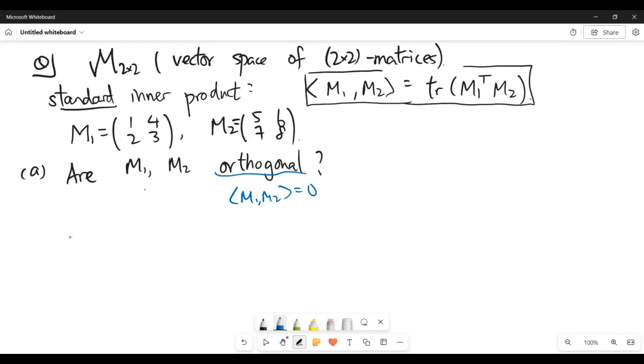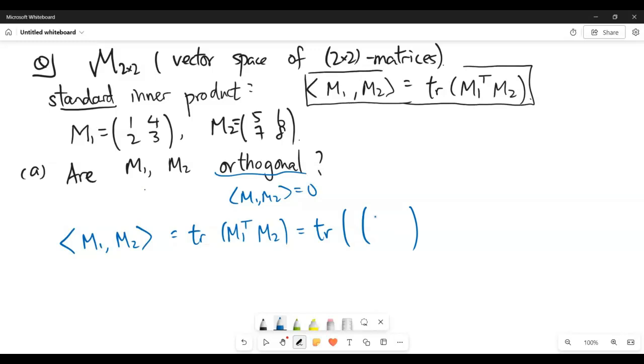Basically it's a computational exercise where you need to check the inner product of M1 with M2. If the value is 0, then they are orthogonal. If the value is non-zero, then they are not orthogonal. So we have to do this computation, which means you are doing the trace of the matrix product. The first one is the transpose of M1, the second one is just M2, like this. Please do the matrix product yourself.